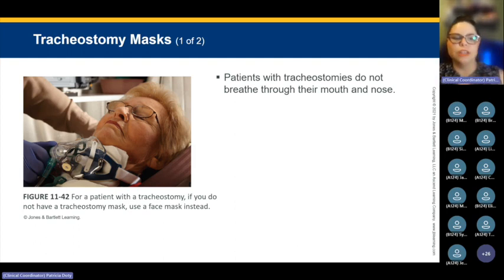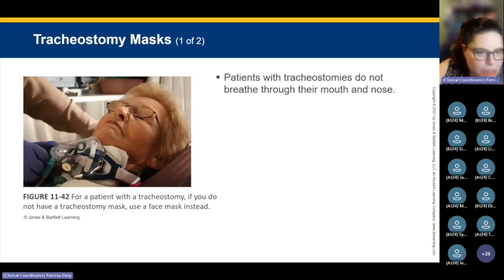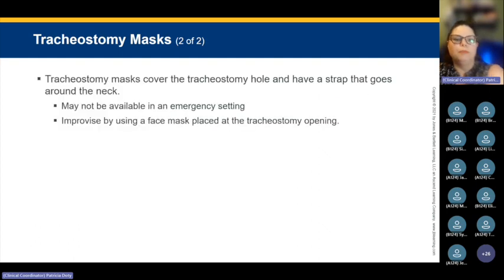As you can see here in this picture 11-42, there's a non-rebreather or a mask. It's not really a non-rebreather, it's just a mask laid on top of the tracheostomy. Okay. And is that a tracheostomy mask? I can't tell. I'm sure it is. But when you're in rural Mississippi, you make do with what you have.